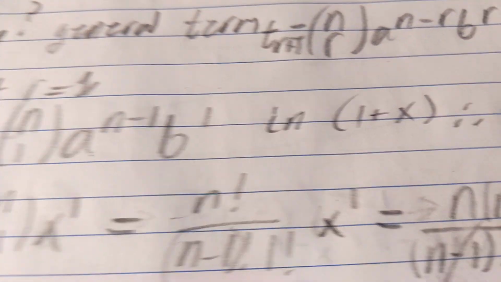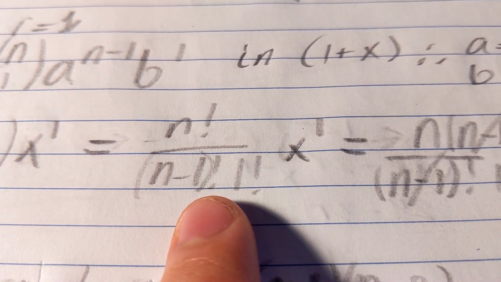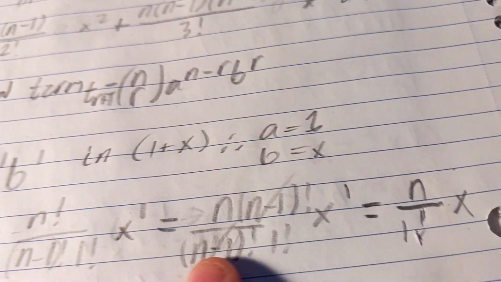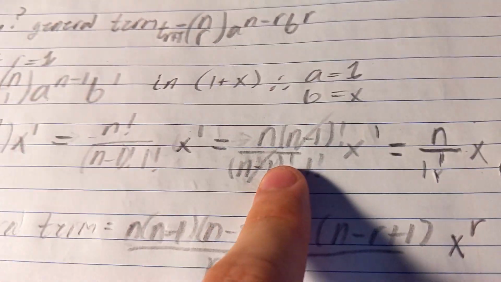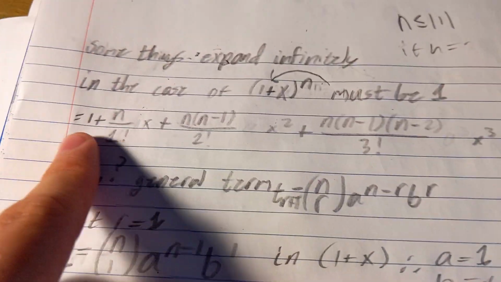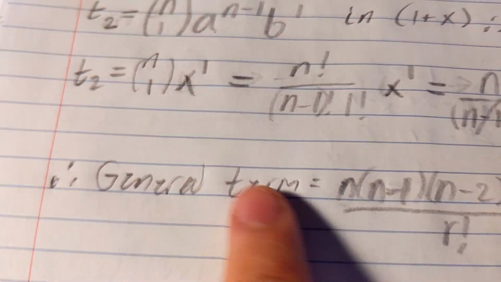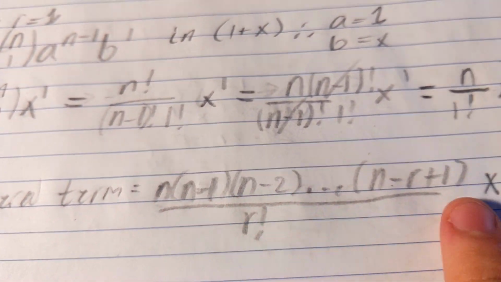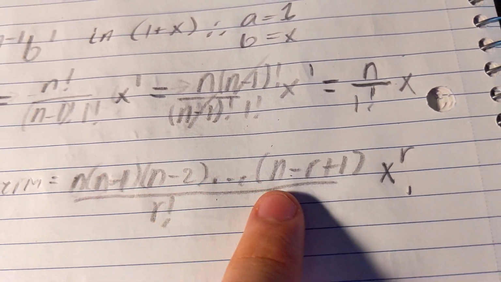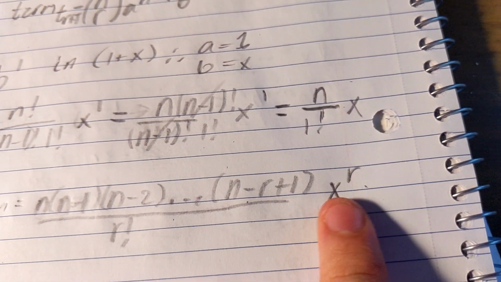Then we can expand this choose, and it becomes n factorial over n minus 1 factorial times 1 factorial, and then x to the power 1. These cancel out. It simplifies to n over 1 factorial times x, and so we get that term. See, term number 2 looks identical. Lovely. And right here is the general term: n times n minus 1 times n minus 2, up to n minus r plus 1, times x to the power r, over r factorial.